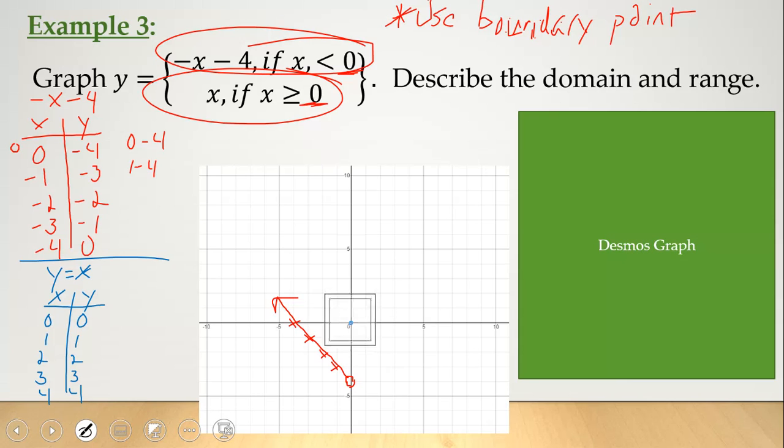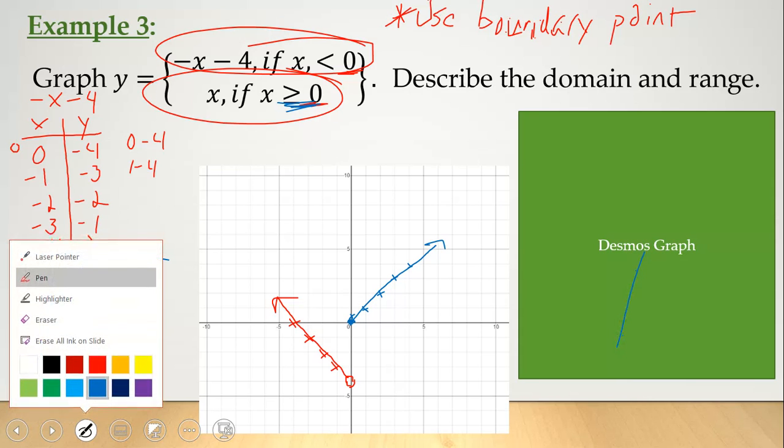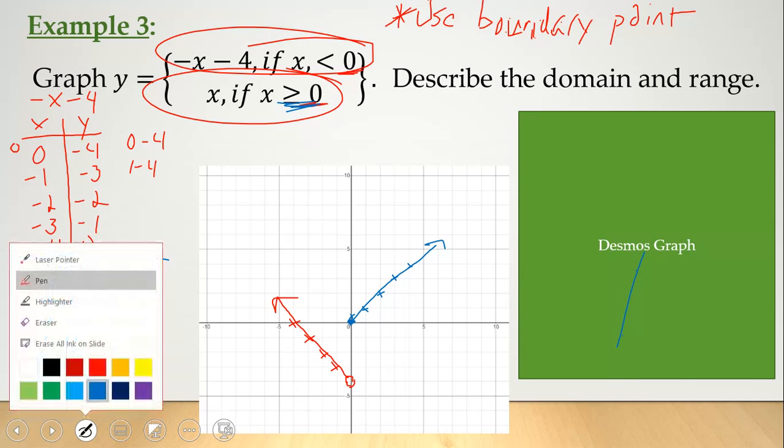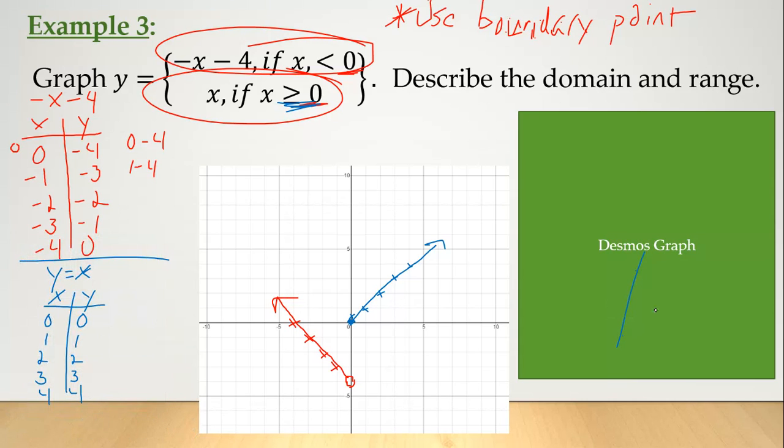So here we're going to have a closed circle. Why? Because 0 is a part of this graph. Then I'm going to have 1, 1, 2, 2, 3, 3, 4, 4. And there's my graph. Okay? Questions on that one?